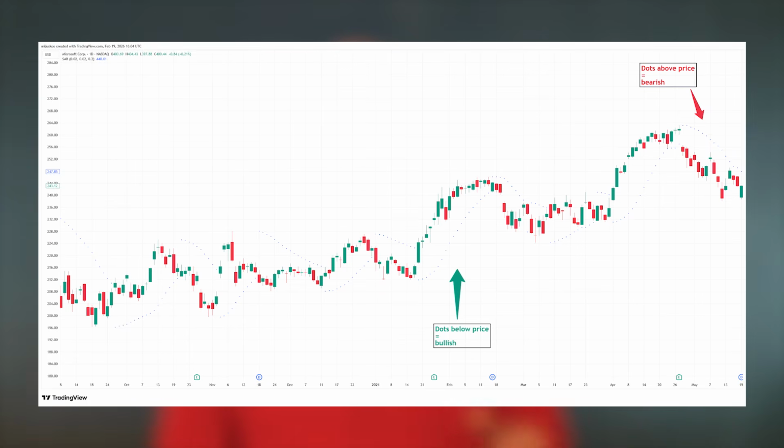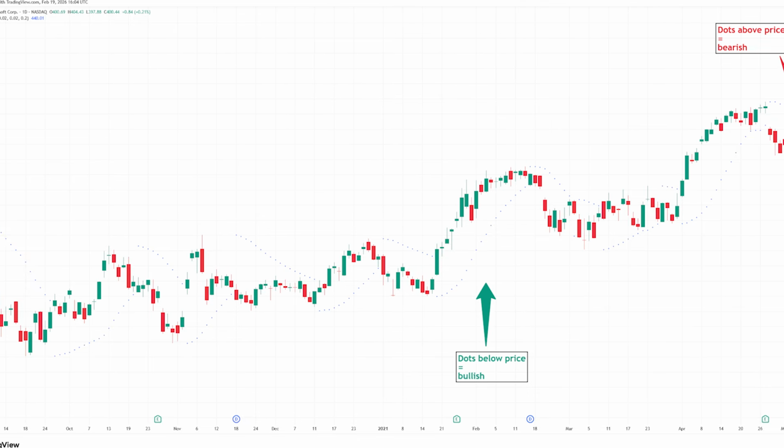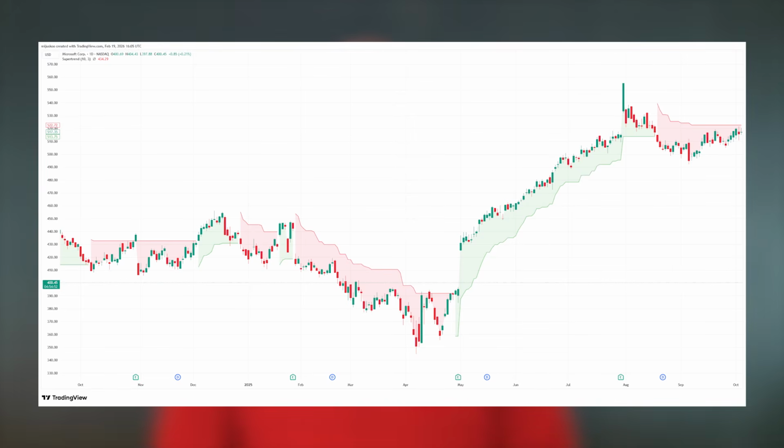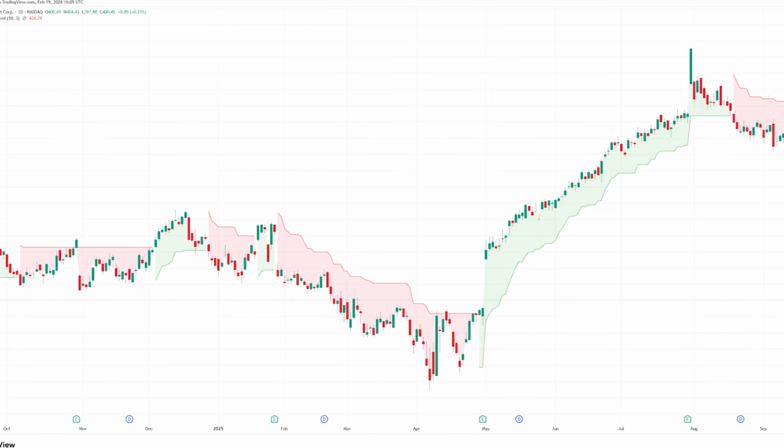Parabolic SAR plots dots that flip above or below the price. If dots are below the price, that's bullish, and if dots are above the price, that's bearish. Lastly, the Supertrend gives you a color-coded line, green for bullish, red for bearish.